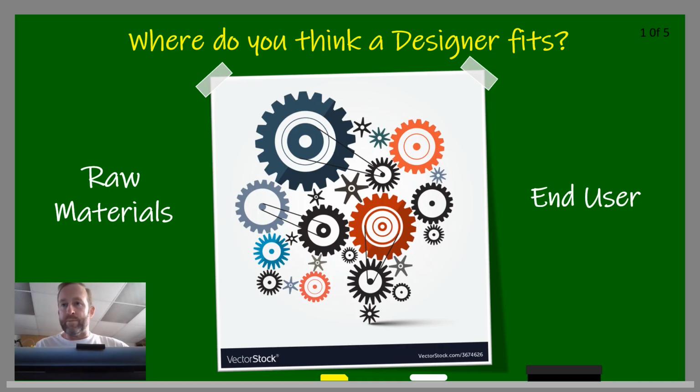All right, to start, I want to pose a question. Where do you think a designer fits into this image? If this image is a company and all these gears and pulleys are people and departments or positions at the company, where do you think the designer fits in? On the left side, you have raw materials, or it could be the components that you're acquiring to make something. And then on the right side, you have the end user. So that's going to be your end product going out to the end user.